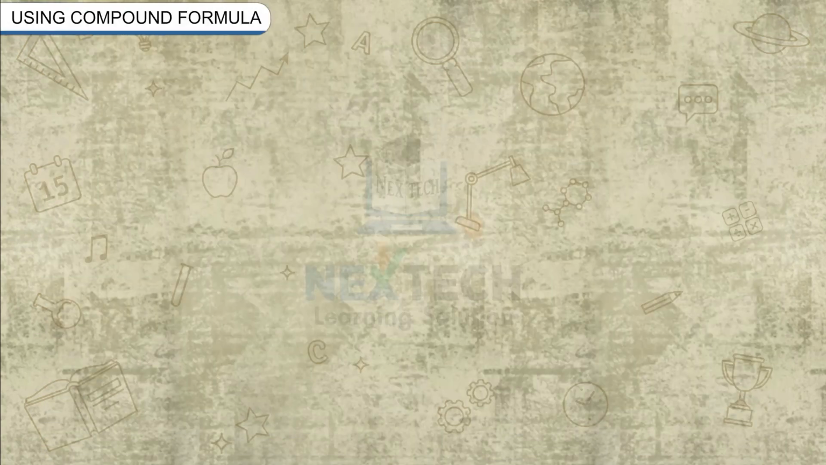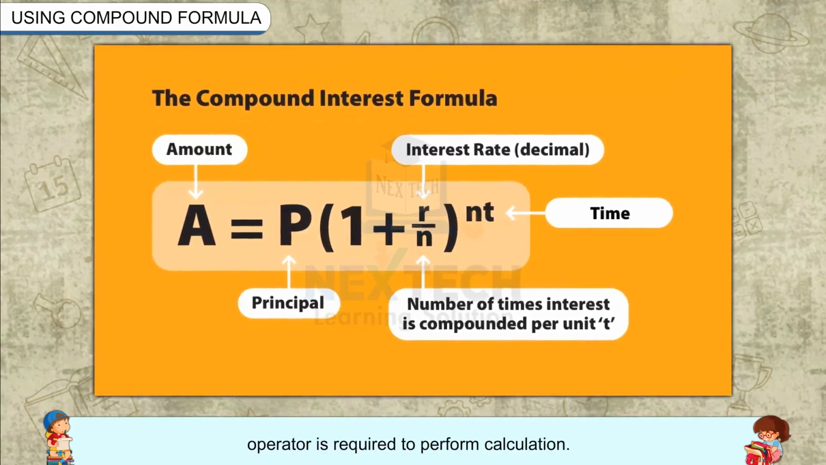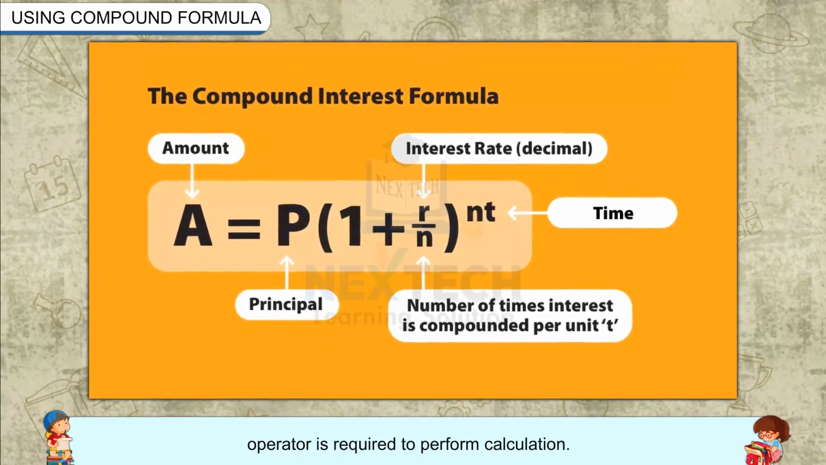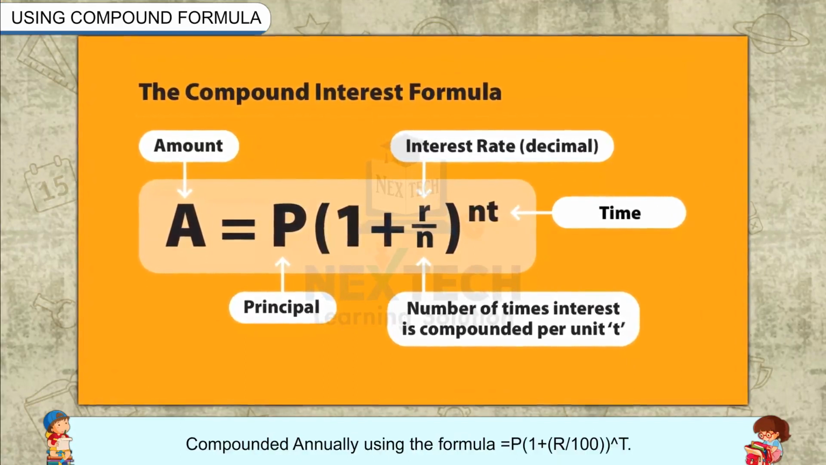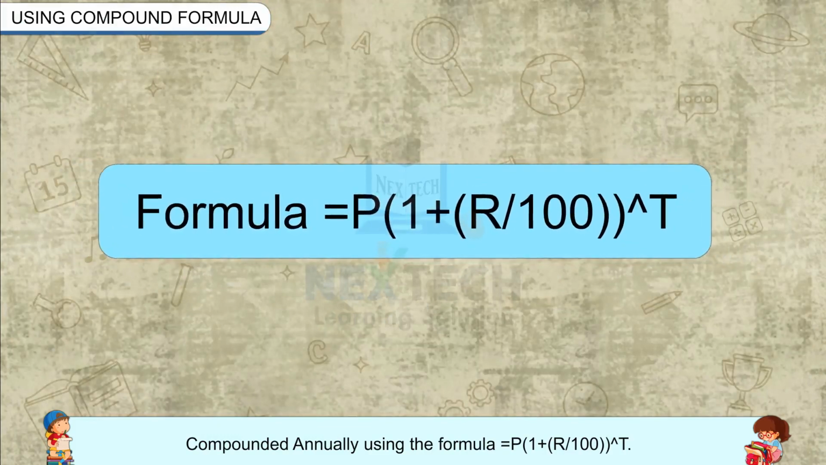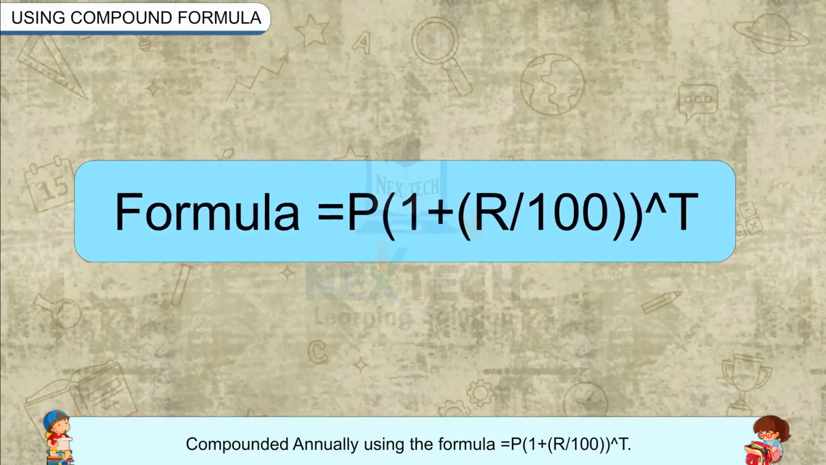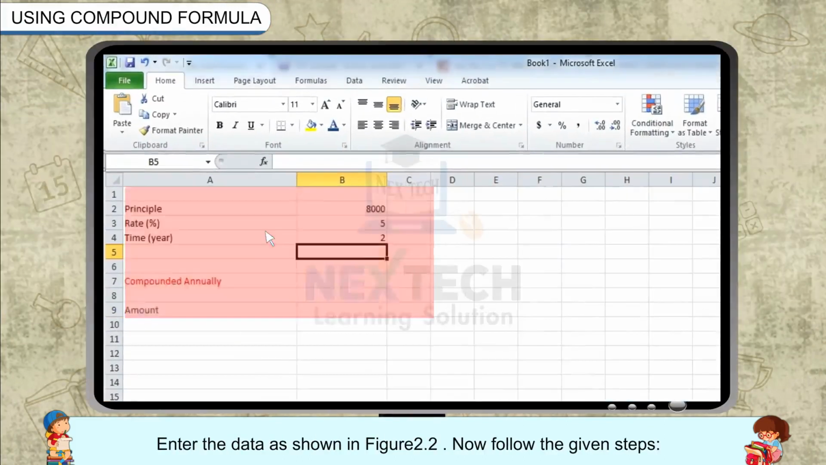Using compound formula. A compound formula is used when more than one operator is required to perform a calculation. Let us use it to calculate the amount compounded annually using the formula =P*(1+R/100)^T. Enter the data as shown in the figure. Now follow the given steps.